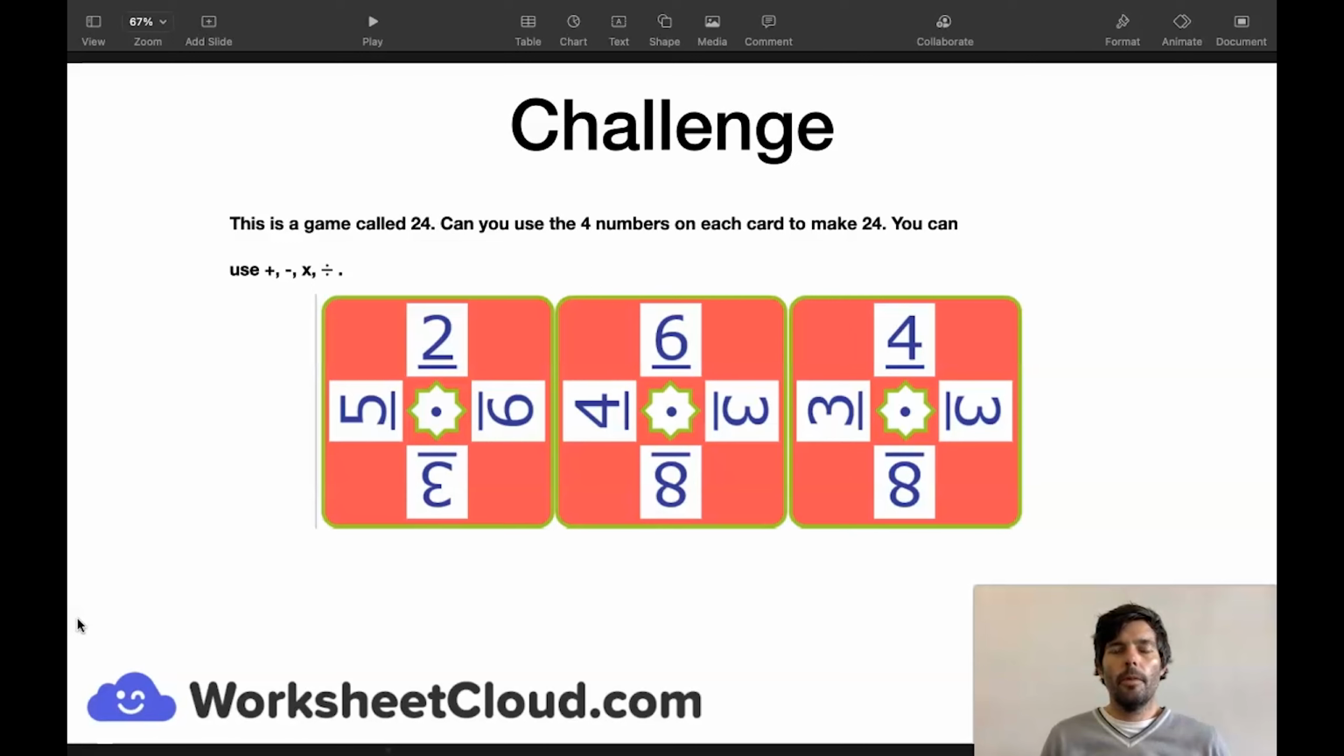Remember your order of operations, and I'd encourage you to challenge someone at home, a brother, sister, mom, dad, aunt, uncle, a visitor. See if they can come up with an answer of 24. Perhaps they can find more than one way in which to do it. Have a little bit of fun with it and see how you guys get on.